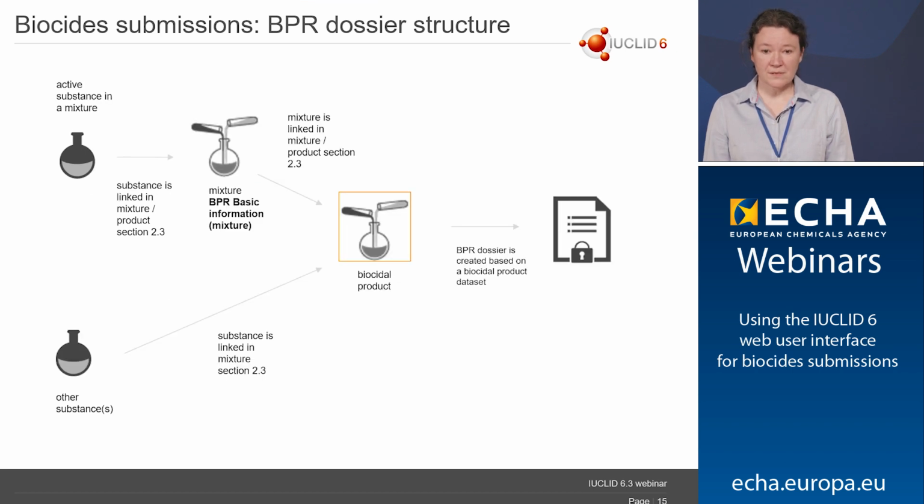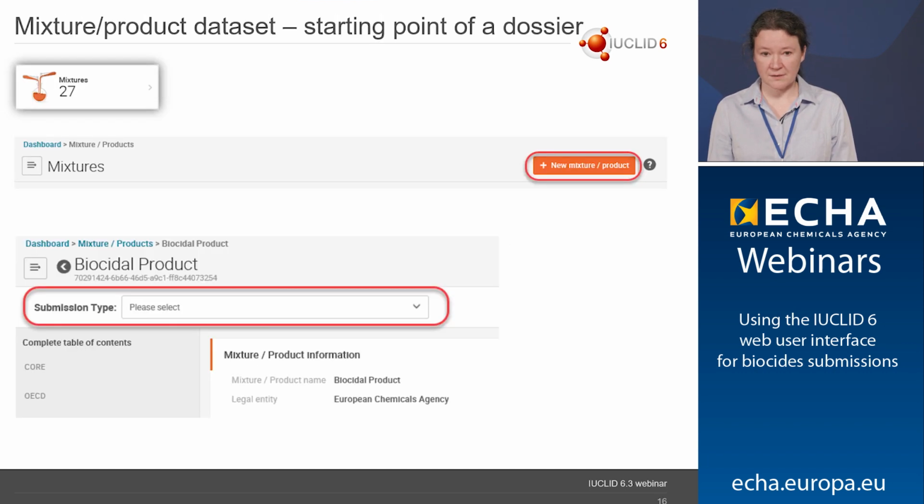In a more complex scenario, we can also have mixtures as a component. For example, if the active substance is in a mixture, then the mixture also needs to be linked to the biocidal product dataset, and again, the dossier is made only on the biocidal product dataset.